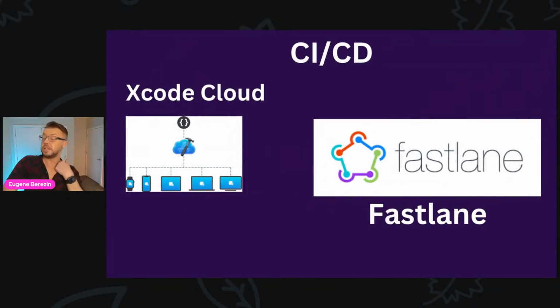CICD, continuous integration and continuous delivery. If you've never worked in tech, or never deployed an app, whenever you deploy an app, it goes through some sort of continuous integration and continuous delivery. Meaning on a remote machine, your app will be built, compiled and tested with your unit tests and with your UI tests. There are two options that you can utilize.